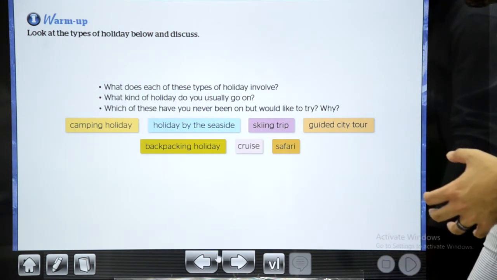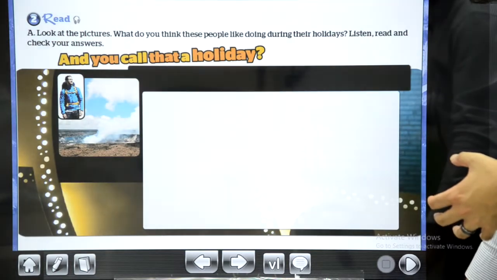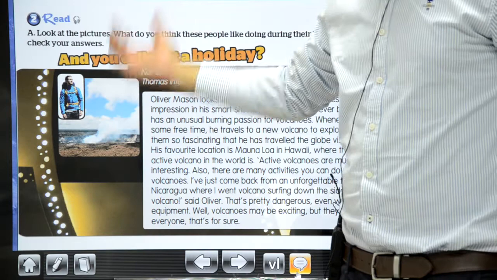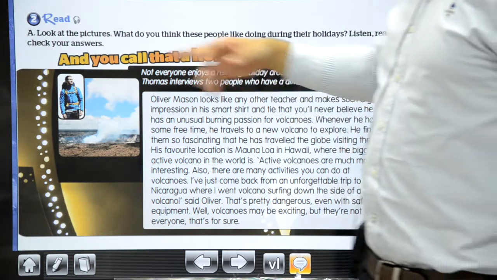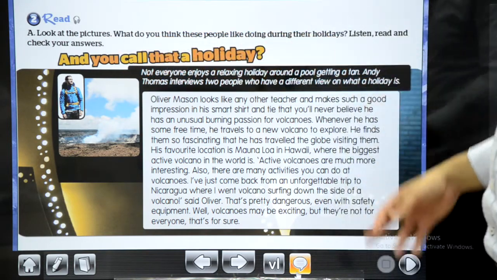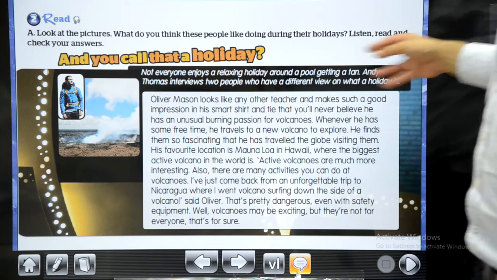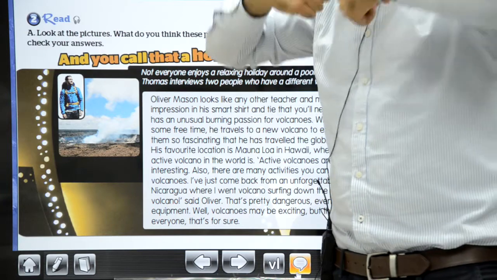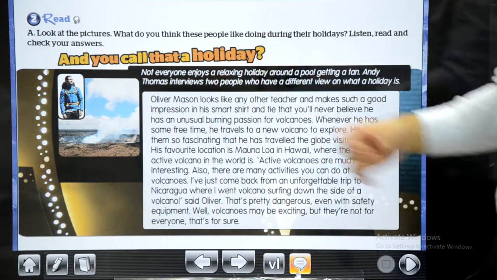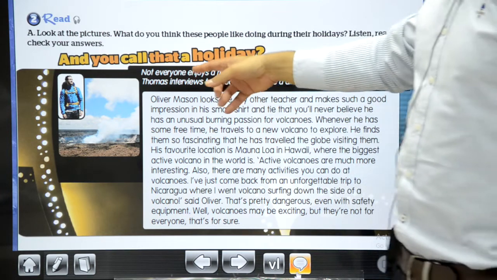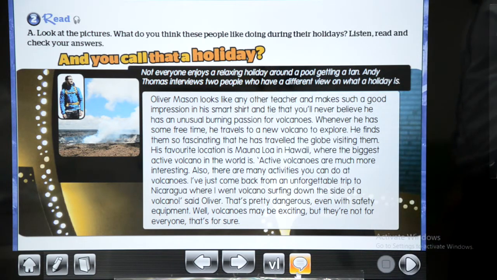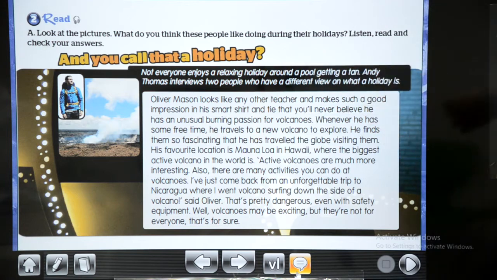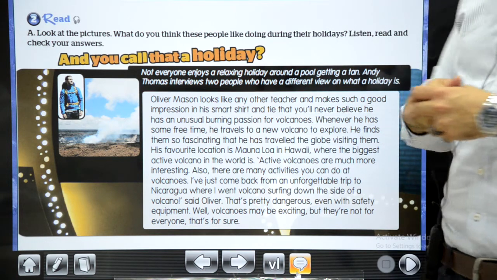Let's move to the main part of the lesson. This is a reading text, and you call that a holiday? It's a question. Look at the pictures. What do you think these people like doing during their holidays? Listen and read and check the answers. So this man has his backpack, and he's talking about his holiday. Not everyone enjoys a relaxing holiday around a pool, getting a tan. Andy Thomas interviews two people who have a different view on what a holiday is.